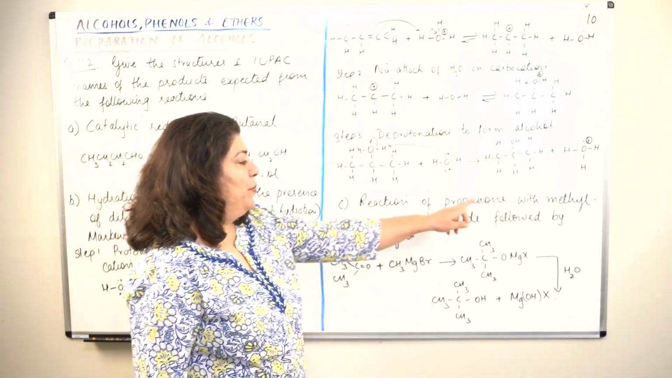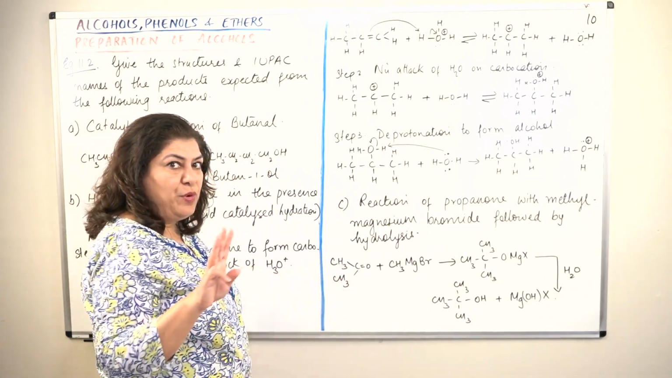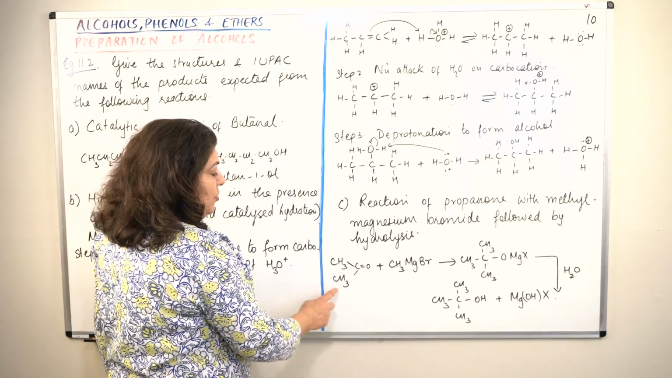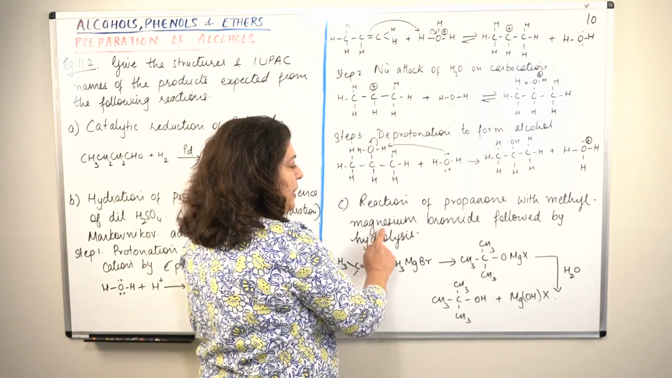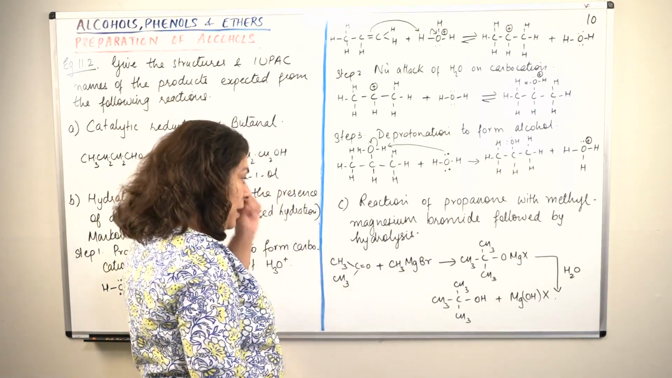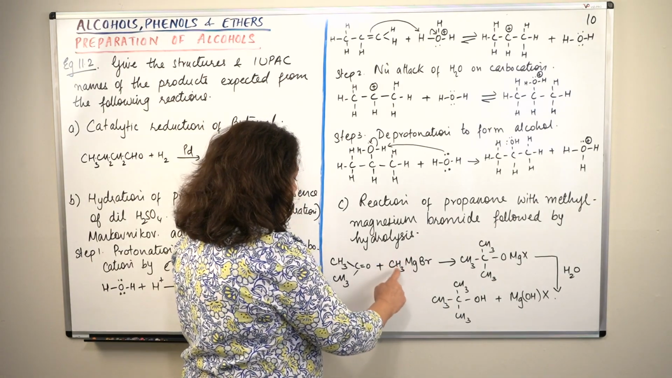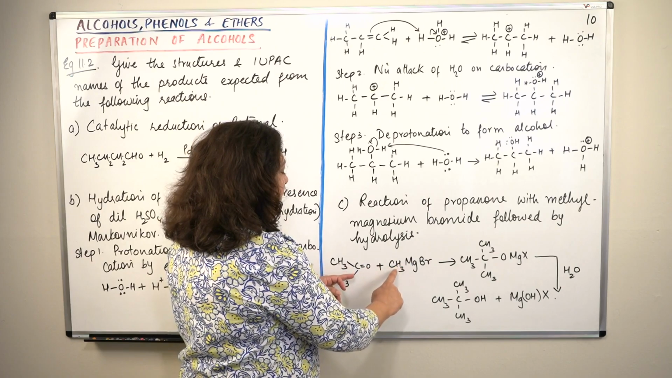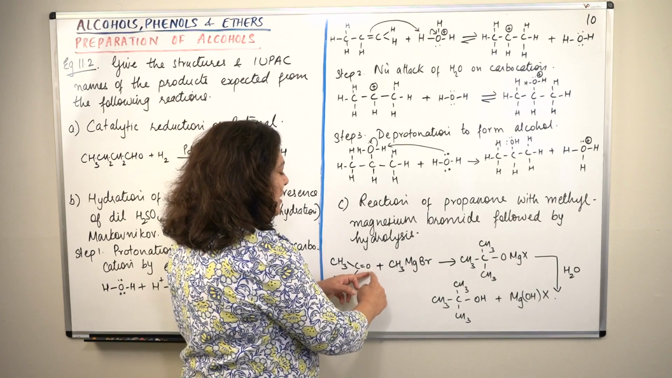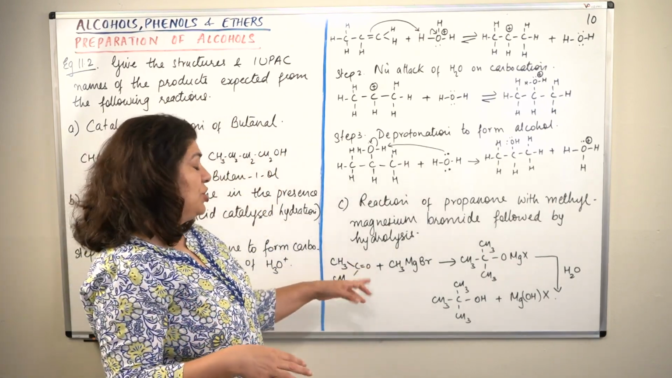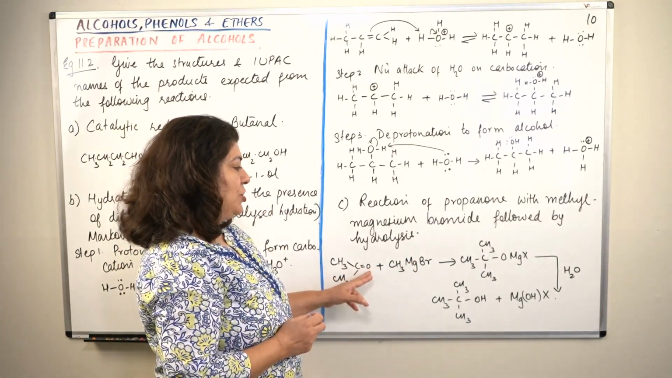So what is the ketone? Propanone. What will be the structure of propanone? Propanone is CH3COCH3. Propane, 3 carbons. So CH3COCH3 is propanone, CH3MgBr is methyl magnesium bromide. What happens? The bond here breaks. Magnesium gives its electron to CH3 and the bond here breaks. The CH3 comes and attaches itself to carbon. Magnesium is more electropositive, oxygen is more electronegative. So magnesium attaches itself to the oxygen here.